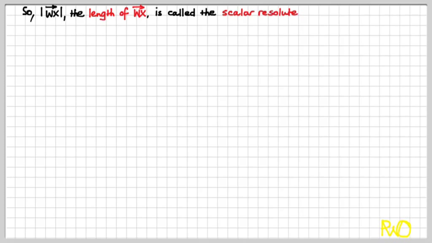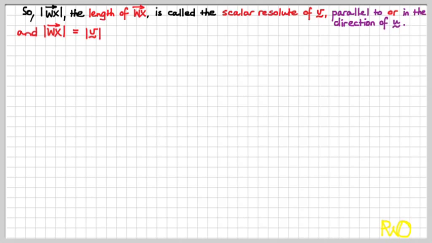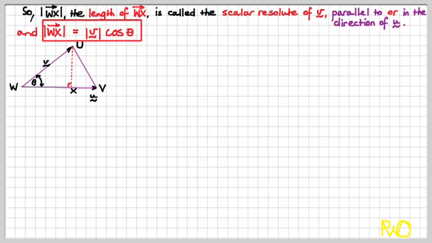Alright, so what are we saying? Let's just recap. We're saying that the length of vector Wx is called the scalar resolute. Just the length, that is called the scalar resolute of V parallel to, or in the direction of, U. And we know that the length of Wx is equal to the length of V cos theta, don't we? I think we do, because we established that already. That's nothing new, that's all old stuff. There's our triangle.